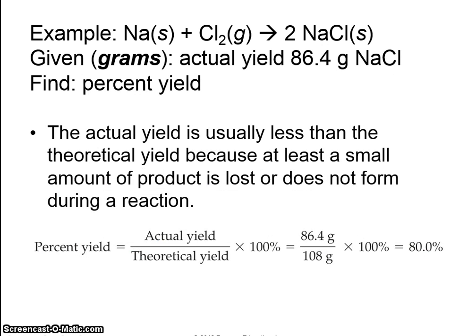The actual yield, as I mentioned before, is always less than the theoretical yield, because things get lost and not everything forms. So the percent yield is the actual yield divided by the theoretical yield times 100. If we have an actual yield of 86.4 grams, and we saw before the theoretical yield is 108 grams, since we limited the amount of chlorine gas that we use, then 86.4 grams divided by 108 grams times 100 is 80%, and that's actually a pretty good yield.